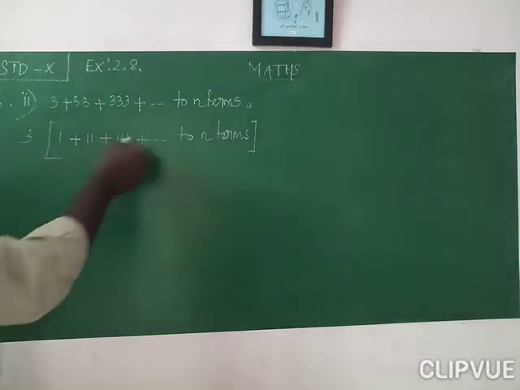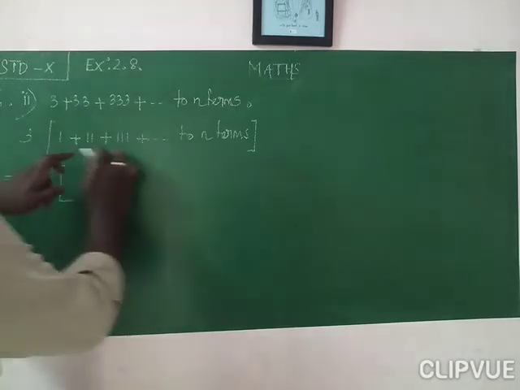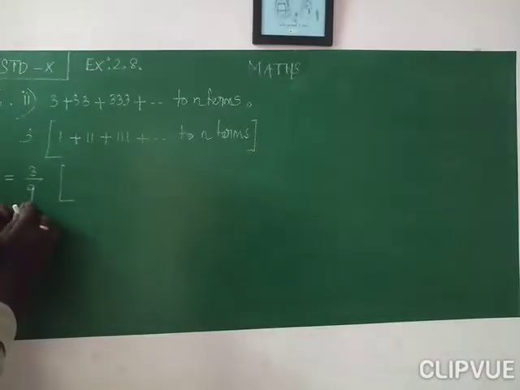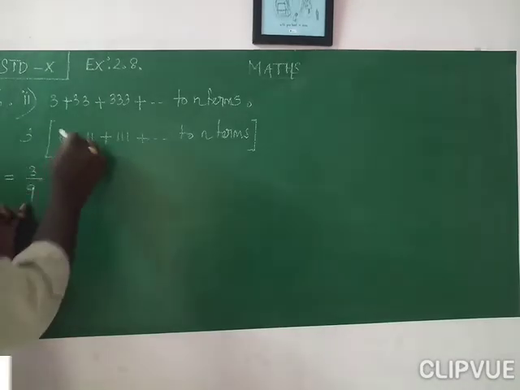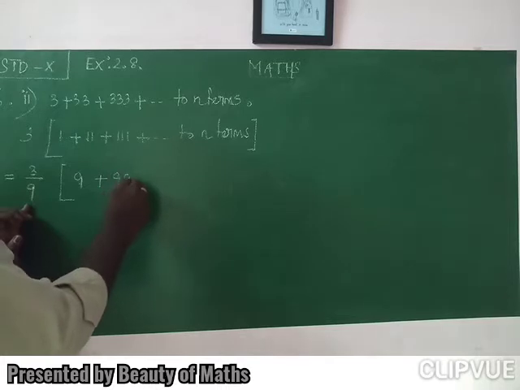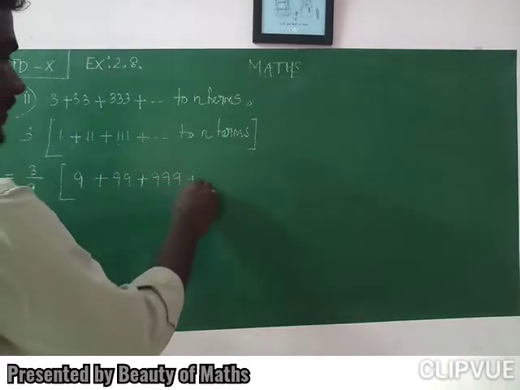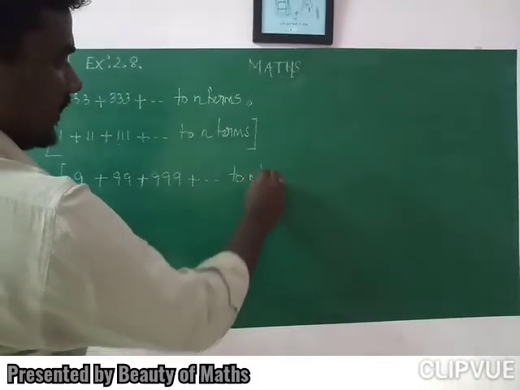Now multiply and divide by 9 on both sides. So we can write it as 3 by 9. If you divide by 9, we can take that 9 out. So I have written it as 3 by 9 of: this becomes 1 into 9, 9; 11 into 9, 99; plus 111 into 9, 999, plus and so on to n terms.